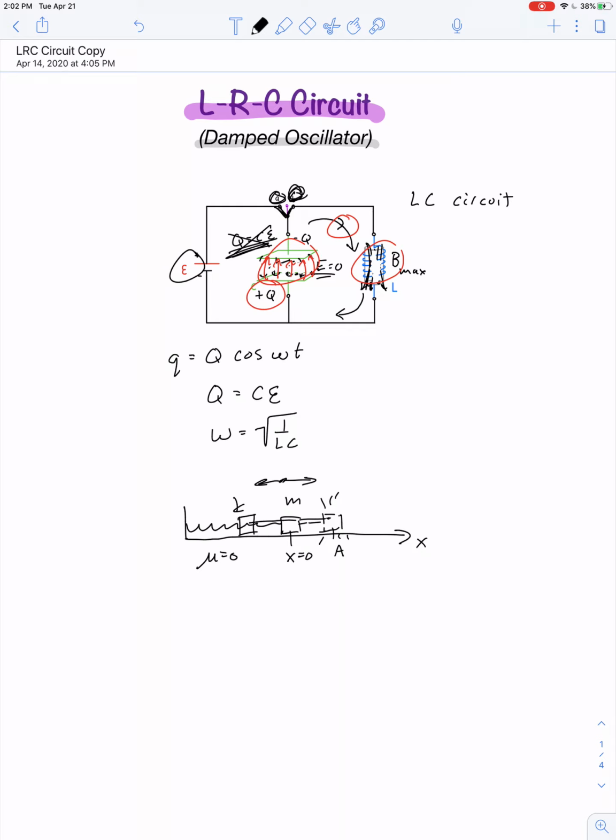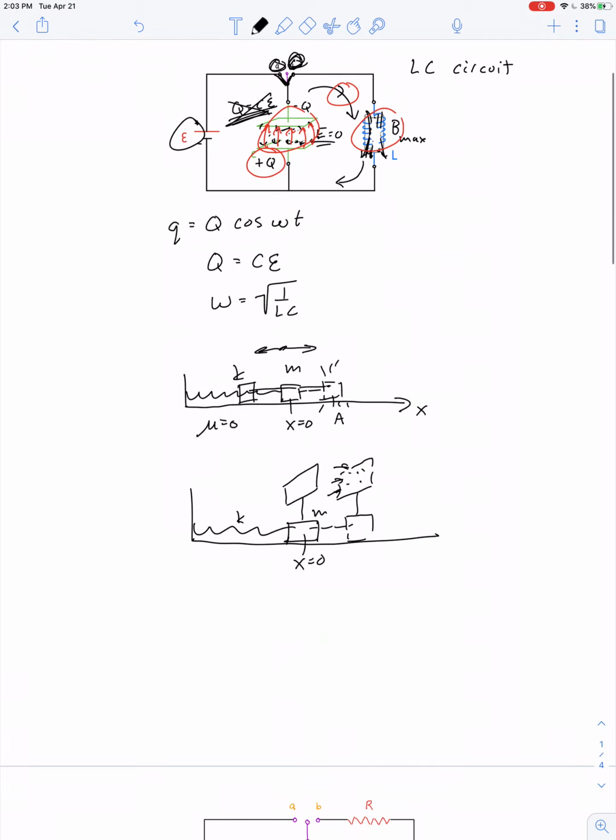Now, what if we were to add something that has to push through the air, like a big flag or a sail or something like that, to the massive object, and we pull it back and we release it from rest? Now it encounters some air resistance as the air pushes against this sail, and that causes a type of oscillation known as damped motion or damped vibrations.